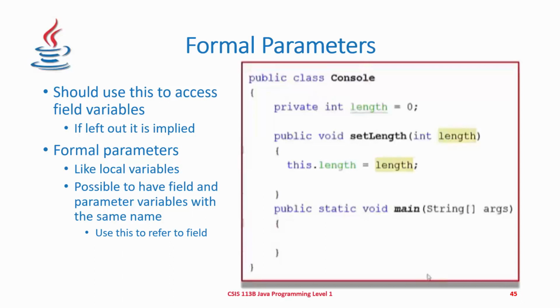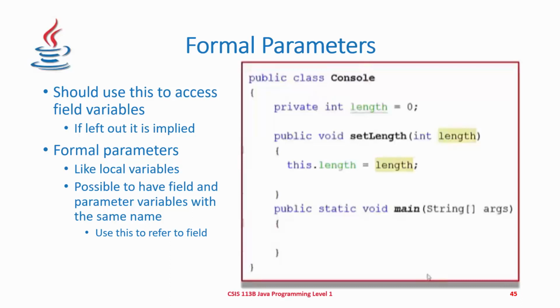This slide essentially just repeats what we were just talking about, adding a little bit more to it. So you can see that the field variable length in this case has the access modifier private assigned to it. That means that only the methods internal to the class console can modify the value of length. That's a key thing to keep in mind when you get to this level, which is more in the second class where you start doing a lot of object-oriented programming.